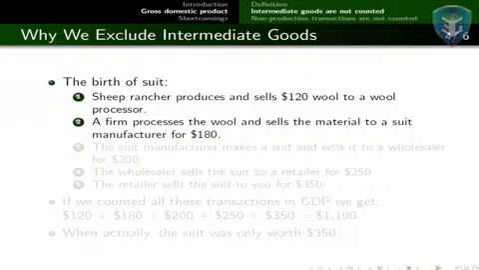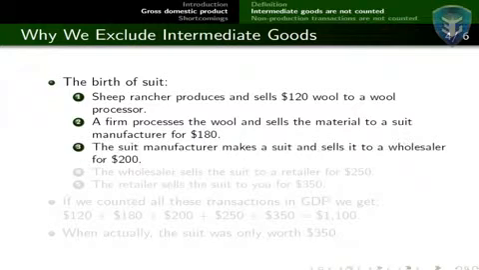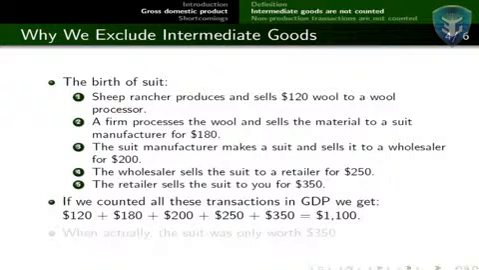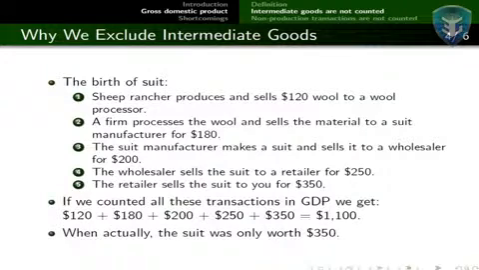That firm processes the wool and sells the material to a suit manufacturer for $180. The suit manufacturer makes a suit and sells it to a wholesaler for $200. The wholesaler stores the suit, ships it around the country, and eventually sells it to a retailer for $250. And the retailer sells the suit to you for $350. If we counted all these transactions, we would get $1,100, when actually all we have at the end of the day is a suit worth $350. This is the reason we only count final goods.